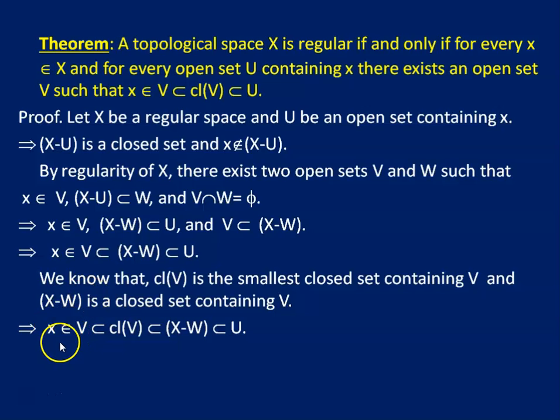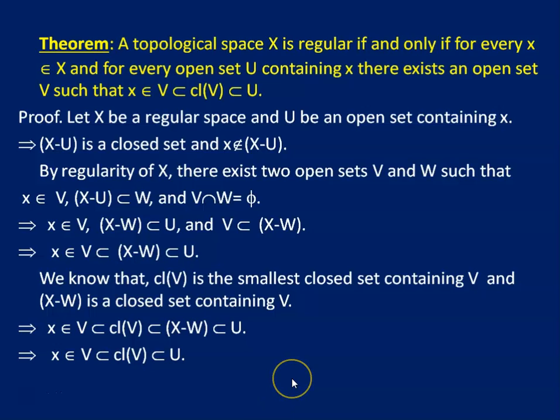So from here we can say that x belongs to V and V is a subset of closure of V, and closure of V is the smallest closed set containing V, and X minus W is a closed set which contains V. So we can write this inclusion: closure of V is a subset of X minus W and X minus W is a subset of U. So we have x belongs to V is a subset of closure of V is a subset of U. This is one way of the proof of the theorem.